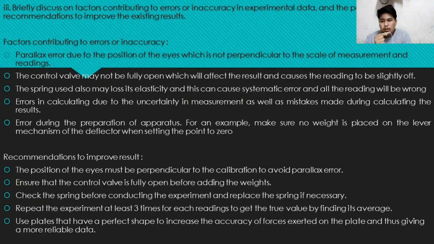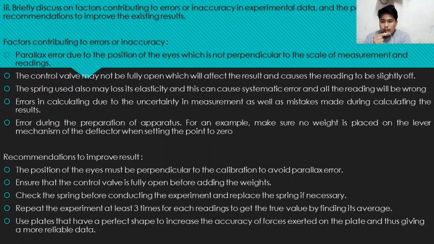Next, the spring used may also lose its elasticity, and this can cause systematic error and all readings will be wrong. Next, error in calculation due to uncertainty in measurement as well as mistakes made during calculating the result. The last one is error during the preparation of apparatus. For example, make sure no weight is placed on the lever mechanism of the deflector when setting the point to 0.